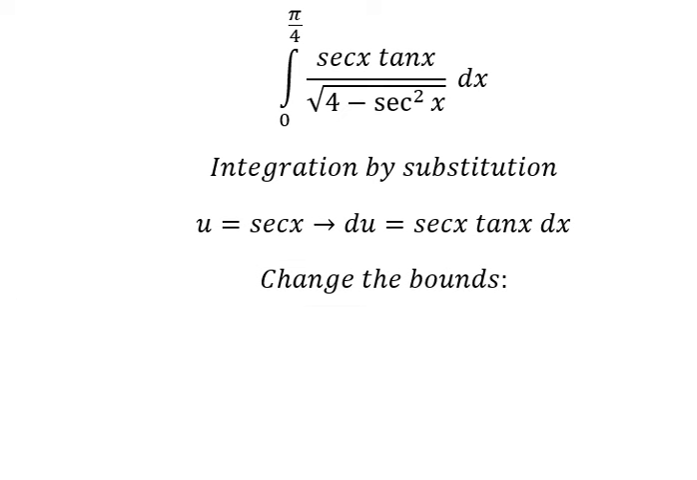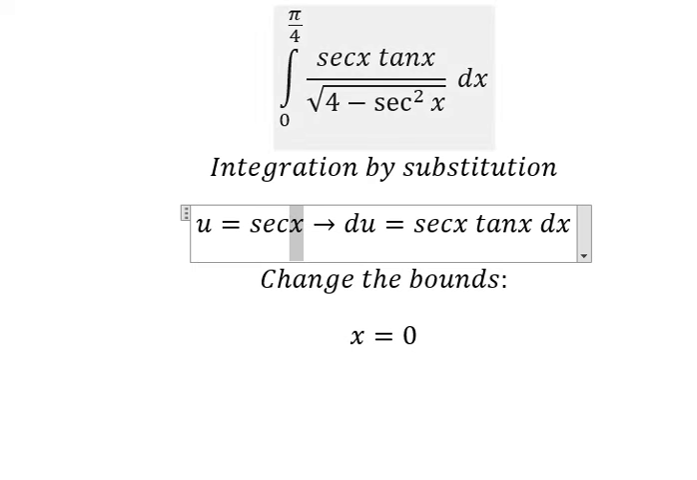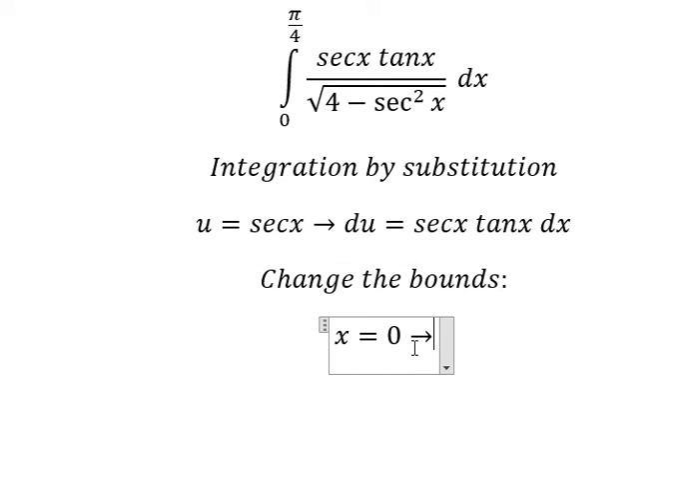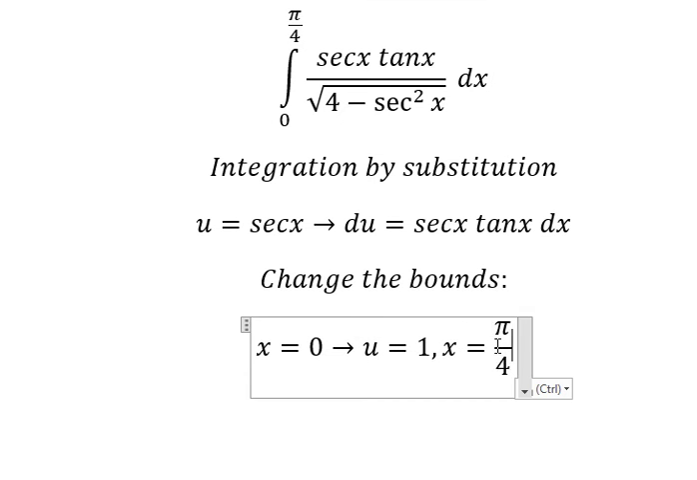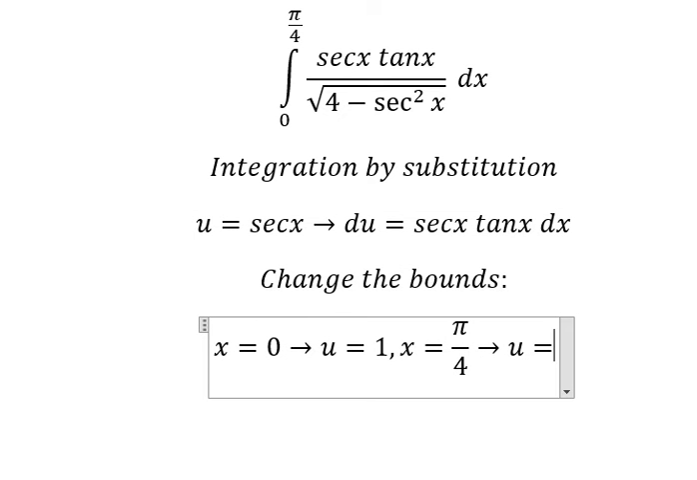When x equals 0, so we put 0 on here, so u equals 1. When x equals pi over 4, so we put pi over 4 on here, so u equals the square root of 2.